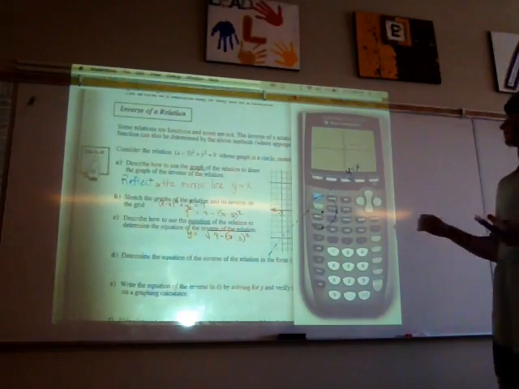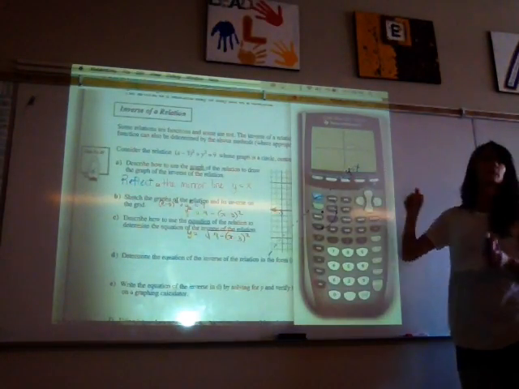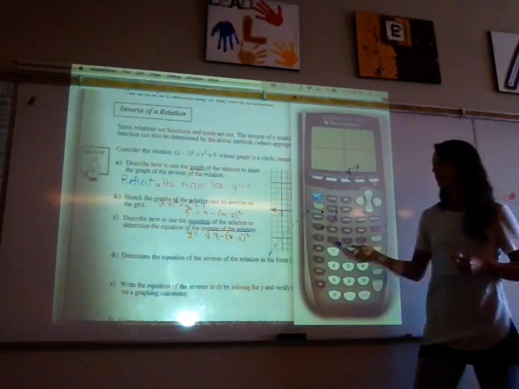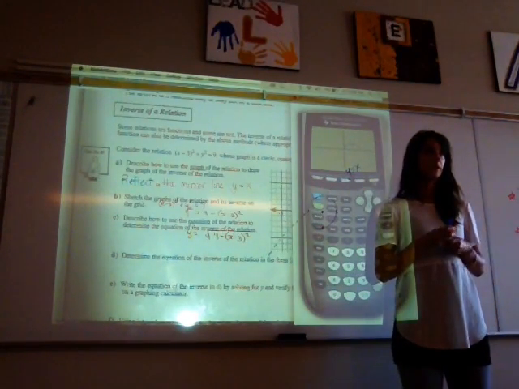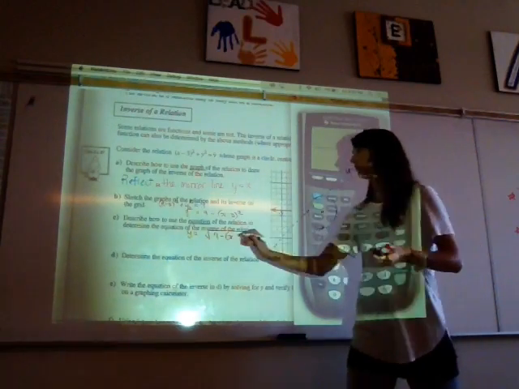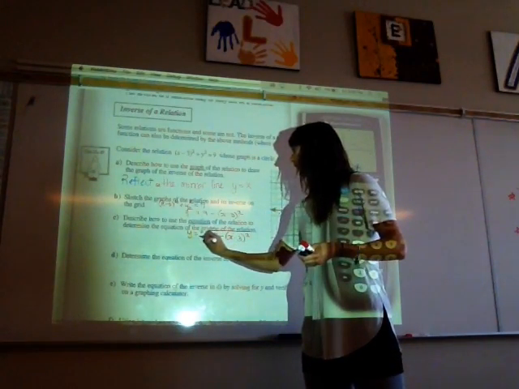And what do you guys notice we're missing from our circle? The bottom half. What have I missed in my equation? When you take the square root of something, you need to take the positive or negative, plus or minus. Yeah, and the negative.